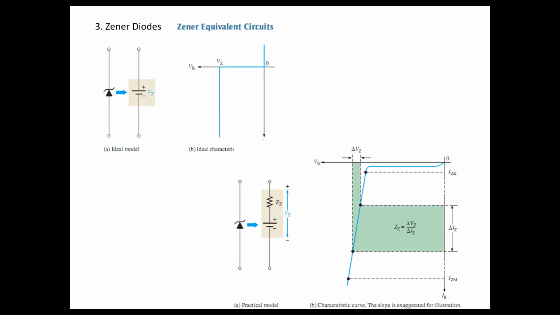But the practical model is different. We connect a resistor in series, which is the internal resistance of the Zener diode. You see this angle because of this resistance in the Zener diode. For a practical Zener diode, we have this characteristic curve. To find the internal resistance, divide the change in voltage by the change in current, and you can easily find the internal resistance.